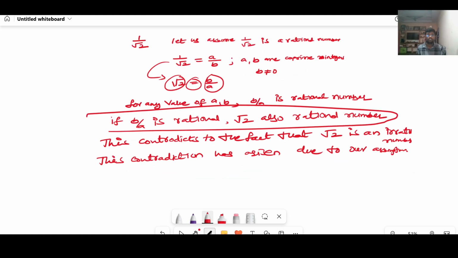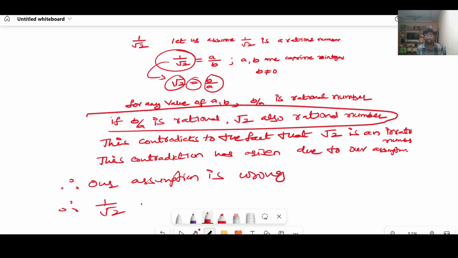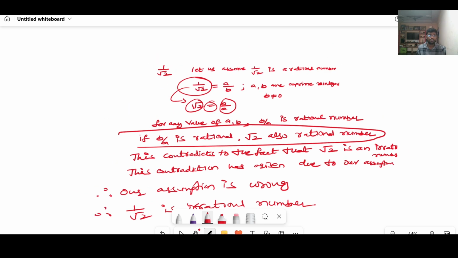Therefore, our assumption is wrong. What is our assumption? 1 by root 2 is a rational number. What is correct now? Therefore 1 by root 2 is an irrational number. This is the first question, right? And we will go to the next question.